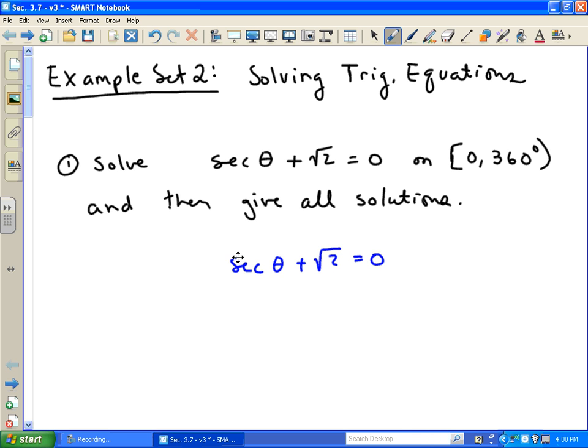Take your trig equation, and the first thing you want to do is solve it for secant. So I'll subtract over the square root of 2. So we have secant of theta equals negative the square root of 2.